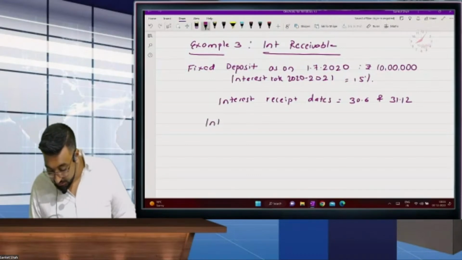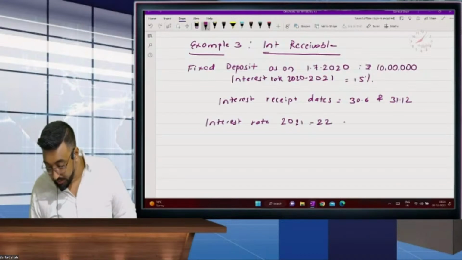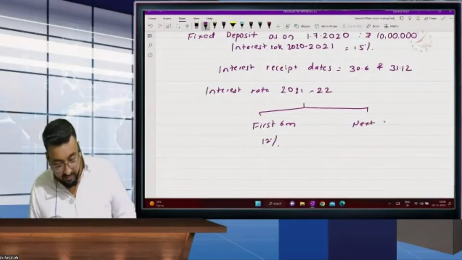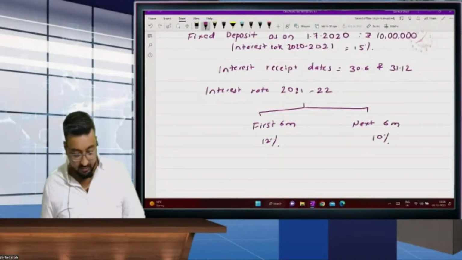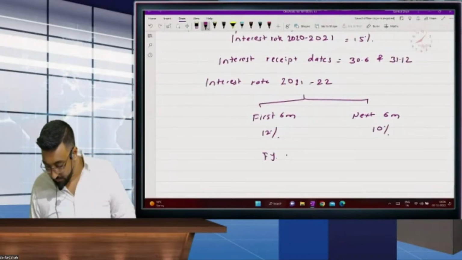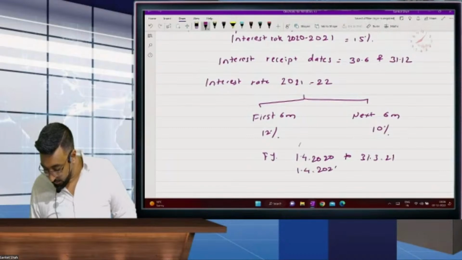Now I'm changing the scenario. थोड़ा कॉम्प्लिकेटेड कर रहा हूं. Interest rate for 2020, 21, 22: first 6 months 12%, next 6 months 10%. Financial year 1st April 2020 to 31st March 21, and 21 to 22.